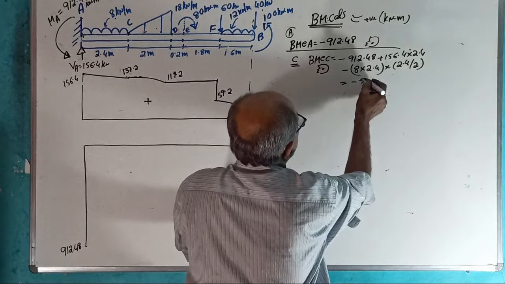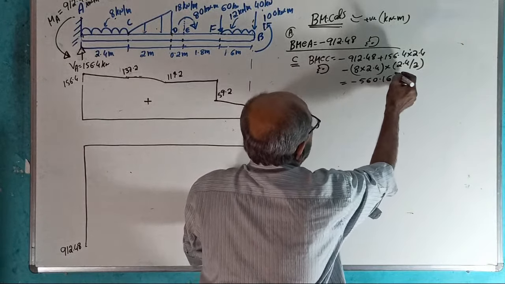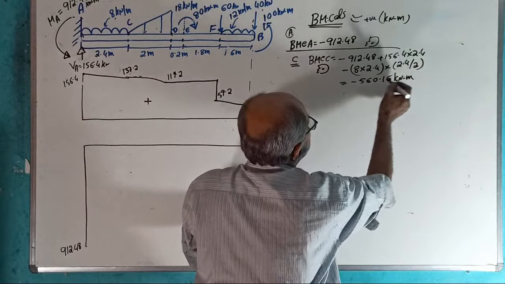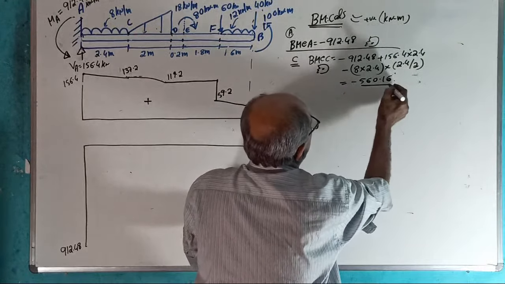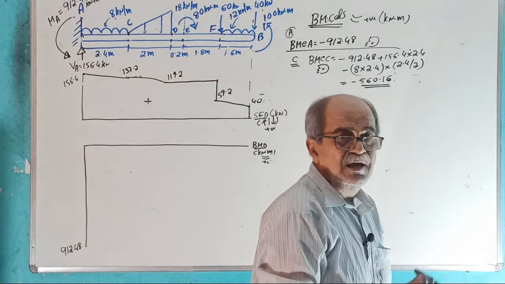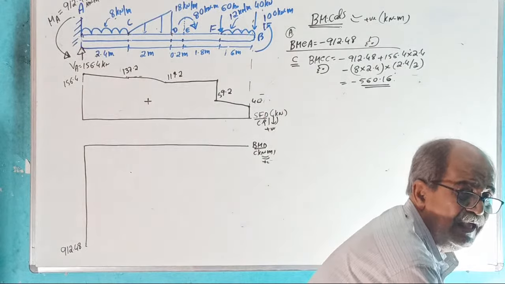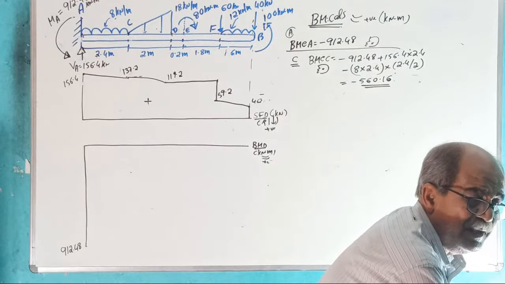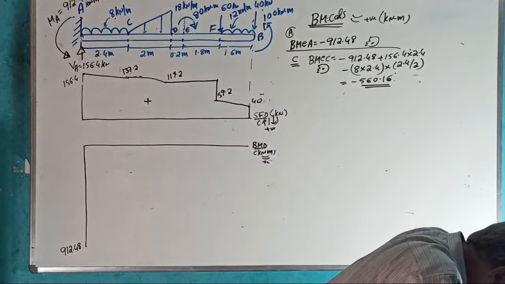Minus 560.16. Somebody already solved there and sent me the answer. You can compare now if anything is wrong. Today I got very good answers, I am very happy. Neatly in the group you can see the SFD and BMD. Very neatly. Okay.